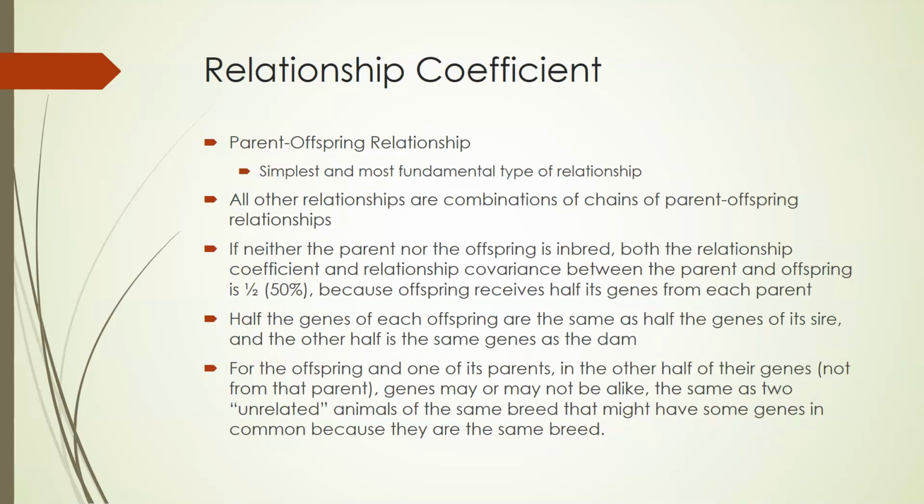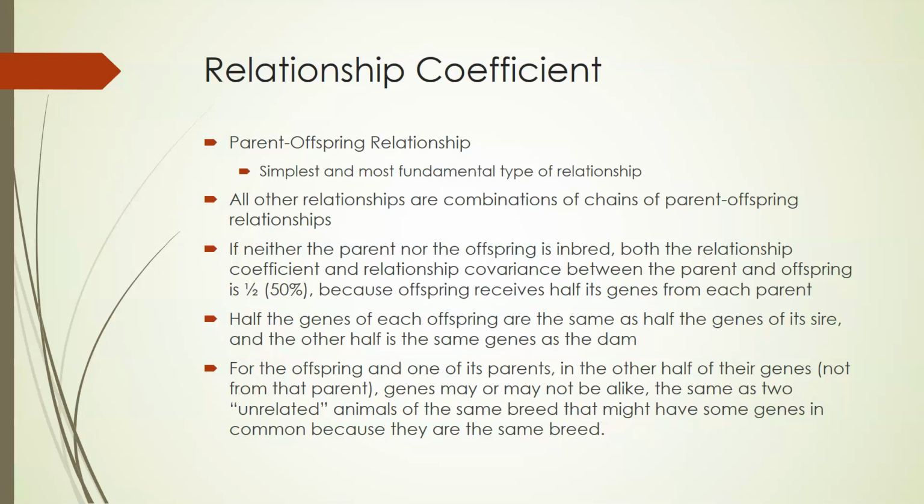Okay, so continuing to talk a little bit about relationship coefficients. Parent and offspring relationships are going to be the simplest and most fundamental type of relationship, right? We can usually figure out exactly what's transmitting. All other relationships are a combination of chains of parent and offspring relationships. So if we're talking about parent and offspring, and they're not inbred, we know that the relationship coefficient and the relationship covariance are going to be the same.